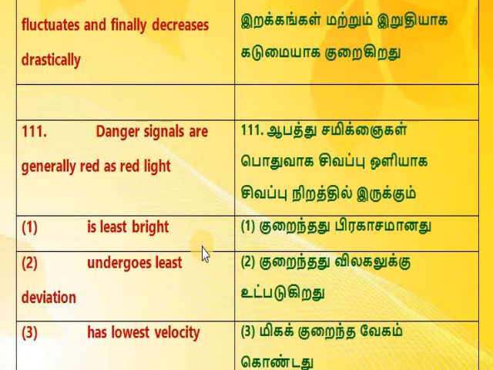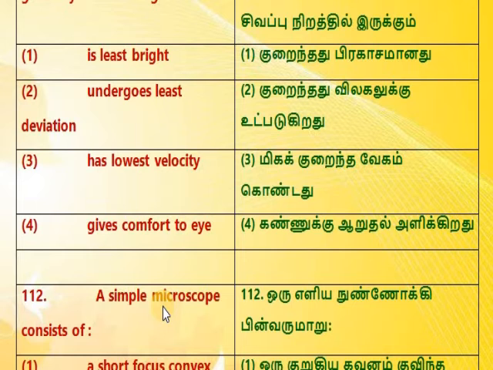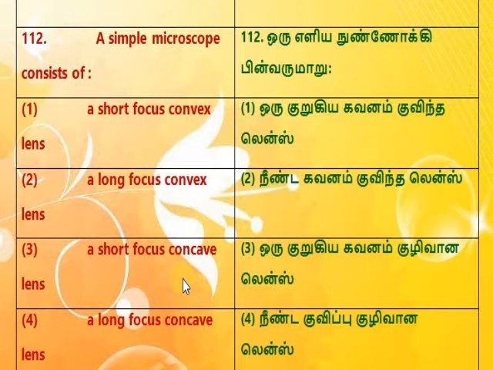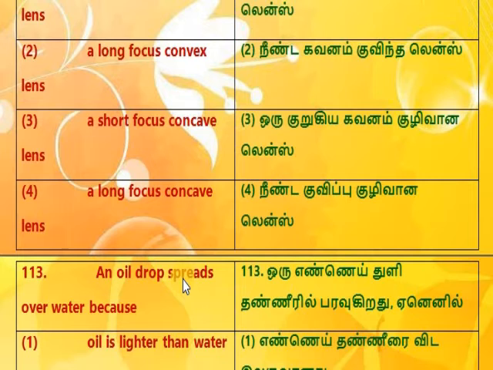111. Danger signals are generally read as red light, 1. Is least bright, 2. Undergoes least deviation, 3. Has lowest velocity, 4. Gives comfort to eye. 112. A simple microscope consists of 1. A short focus convex lens, 2. A long focus convex lens, 3. A short focus concave lens, 4. A long focus concave lens.